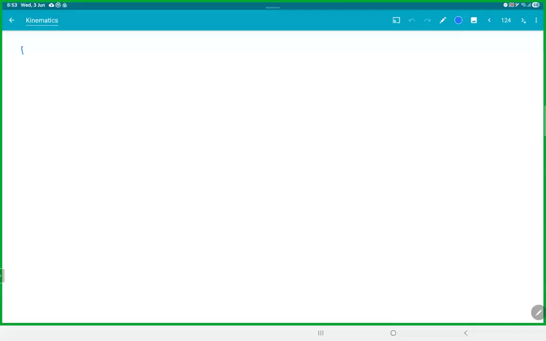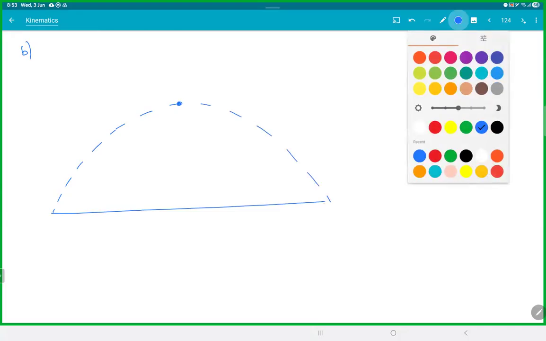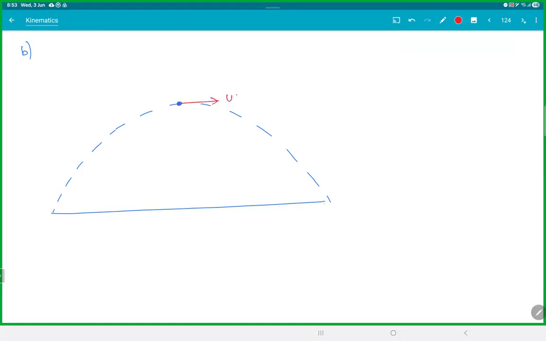See the picture. So at your H max, what is the velocity? U cos theta. What is your R bar? This is your R bar. And this angle, let's call it some alpha. So if you resolve u cos theta into components, this will be u cos theta cos alpha, and this will be u cos theta sin alpha.